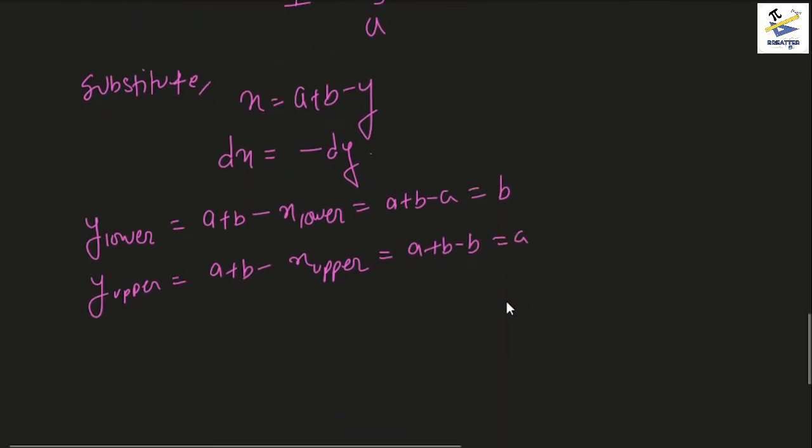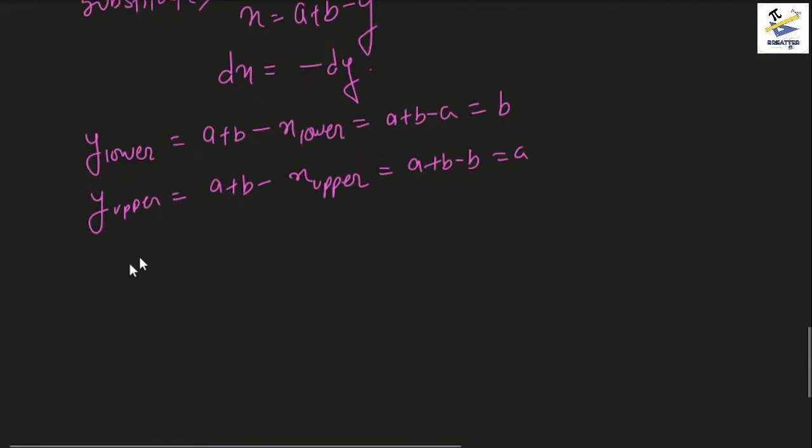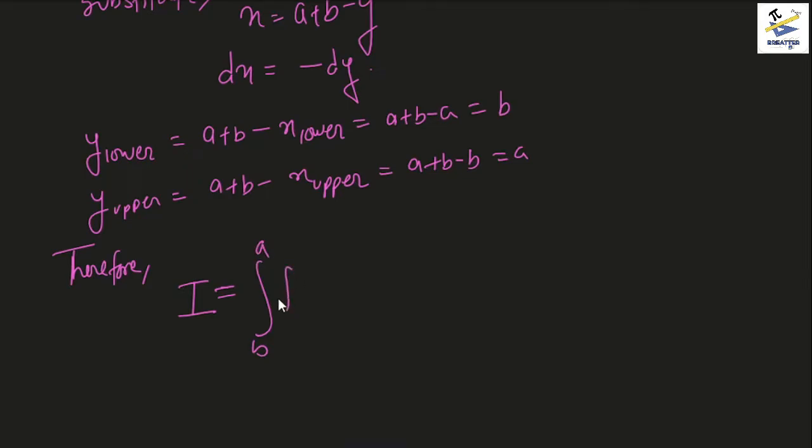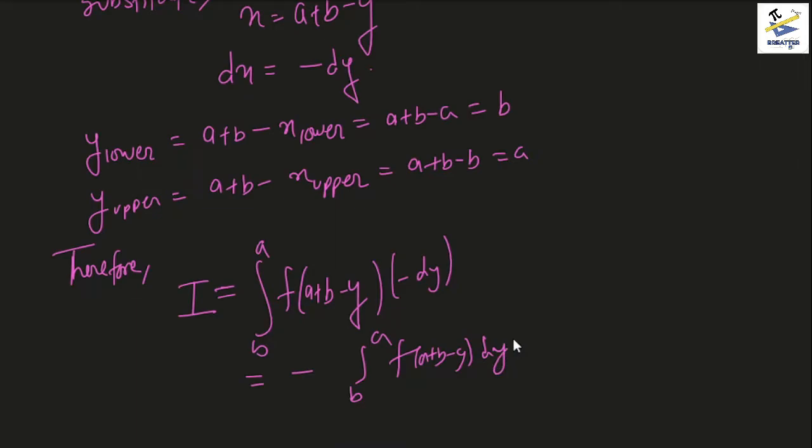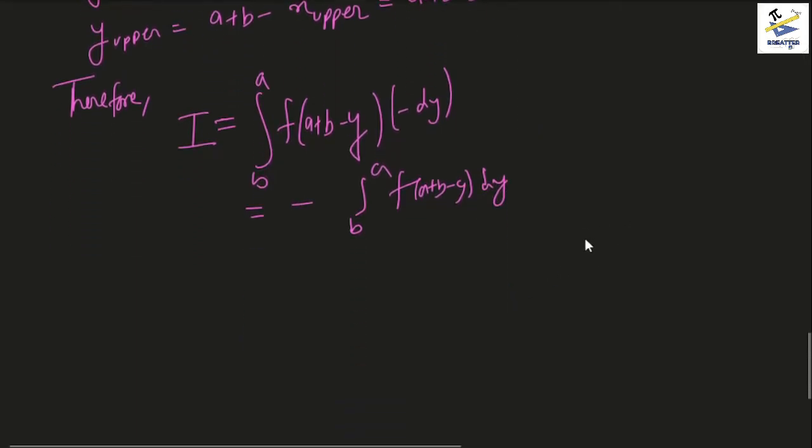So this would be the lower and the upper limits, and therefore the new integral would be a to b, and now it becomes b to a, and it becomes f of a plus b minus y, and there it becomes minus dy, right? So in other words, it becomes minus b to a f of a plus b minus y dy. Now there are two things that need to be known here, which I'm going to say.